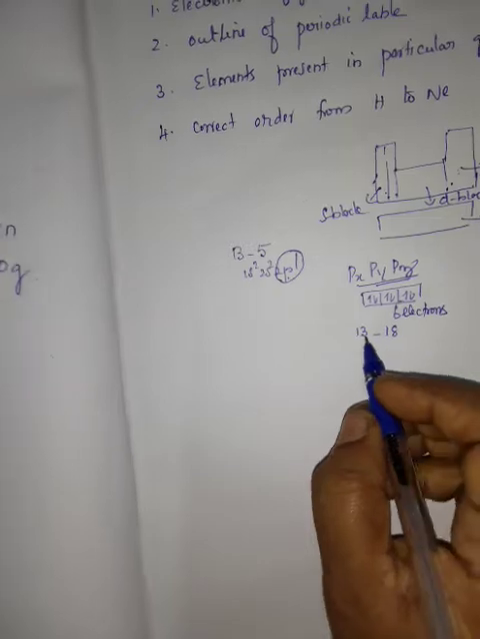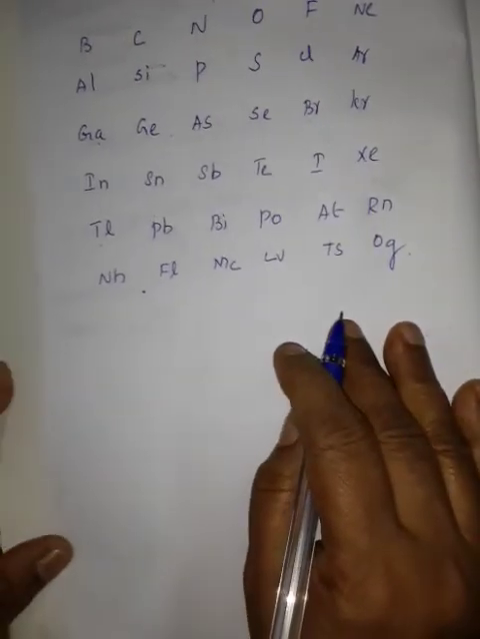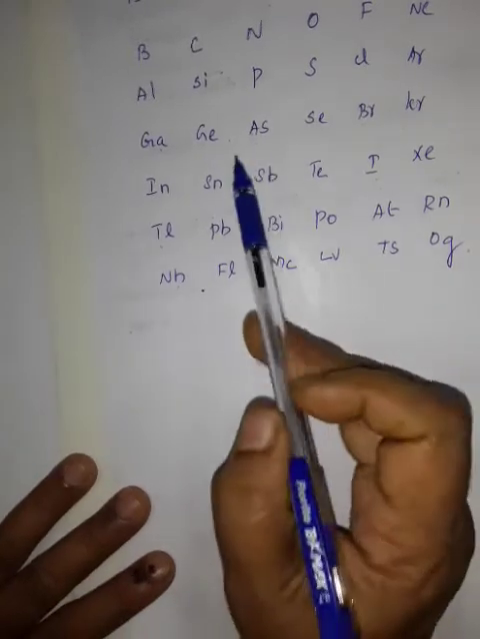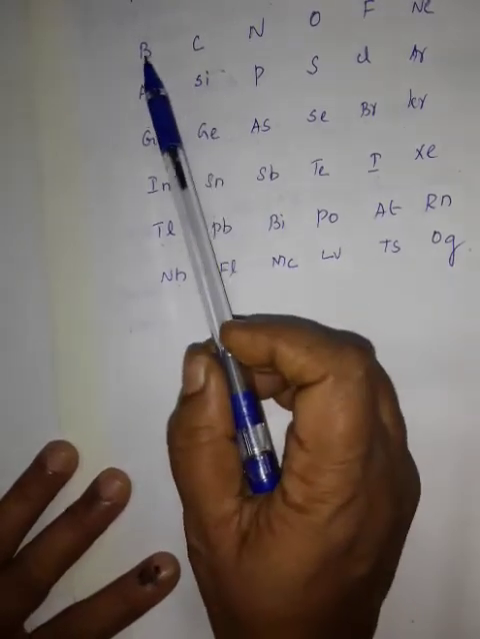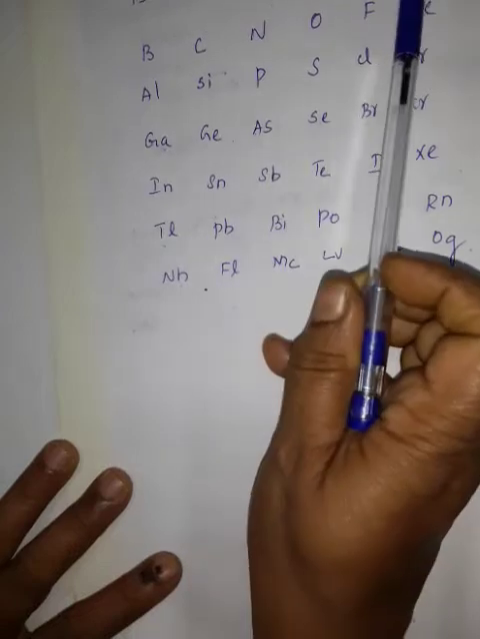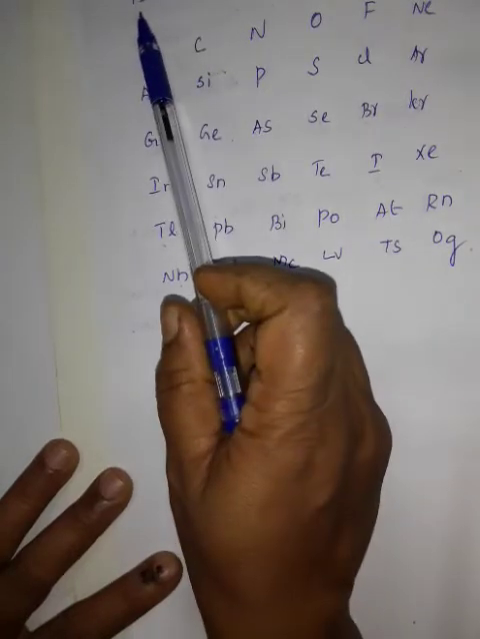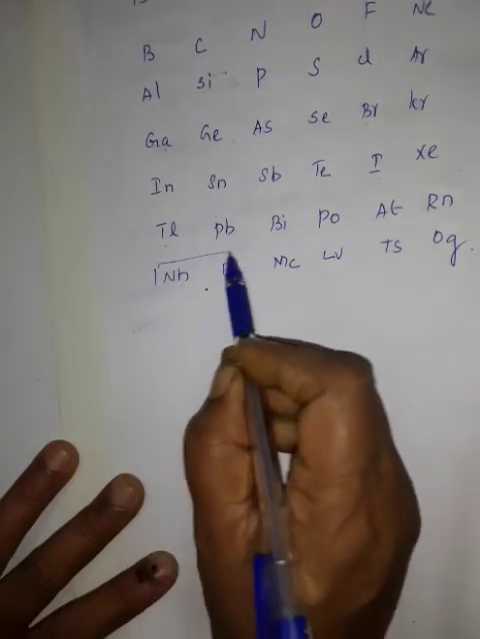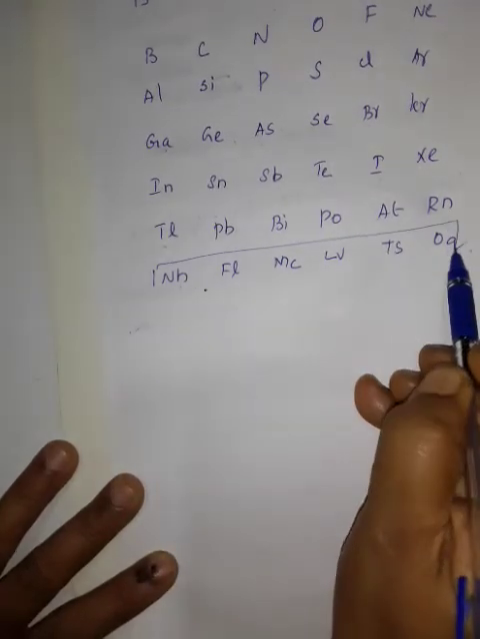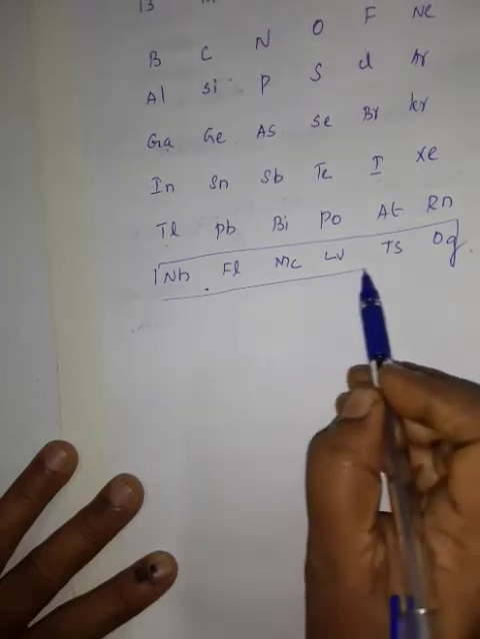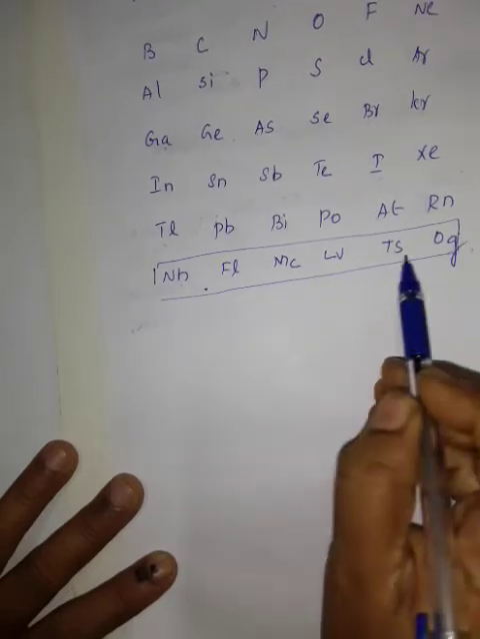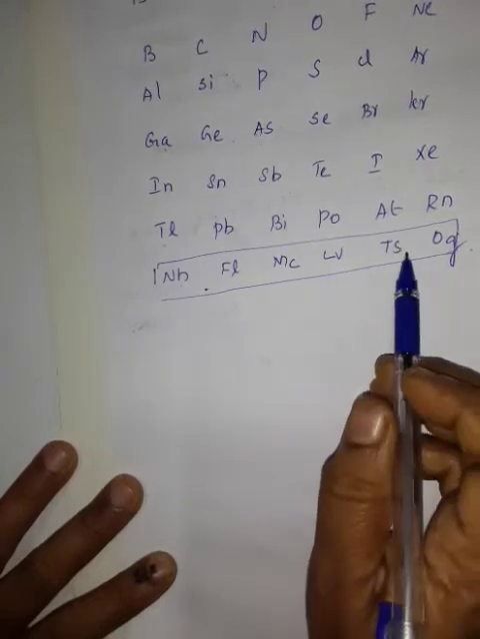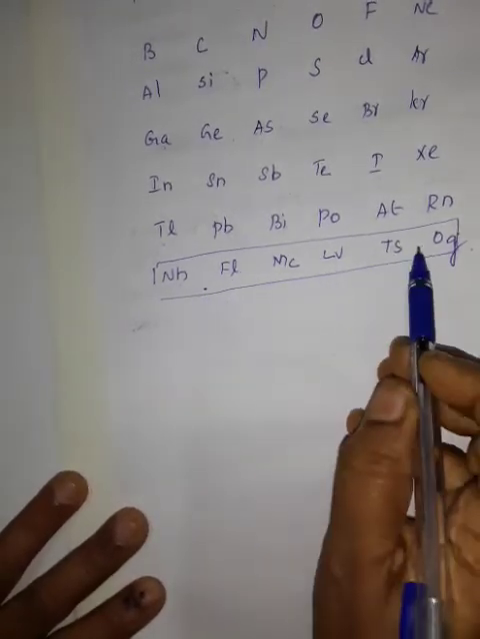I'll also show how I have written it. See, this is the P block element chart. This is the 13th to 18th group. The last row, this row, is clearly given in your book as pink shade. The pink shade represents the radioactive elements, all the elements from here to here.